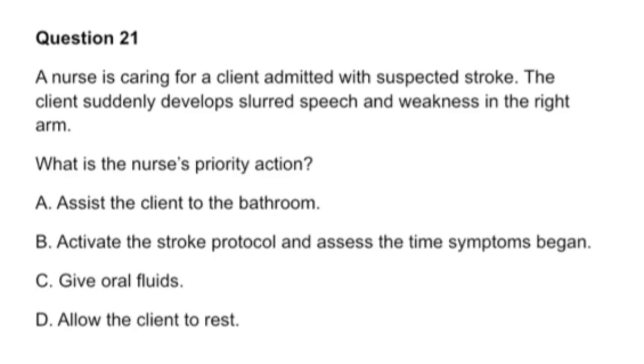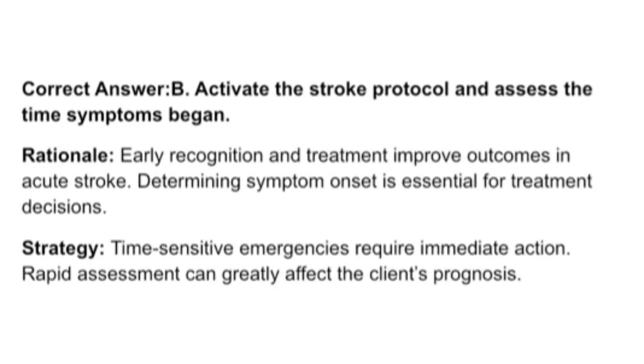Question 21. A nurse is caring for a client admitted with suspected stroke. The client suddenly develops slurred speech and weakness in the right arm. What is the nurse's priority action? A. Assist the client to the bathroom. B. Activate the stroke protocol and assess the time symptoms began. C. Give oral fluids. D. Allow the client to rest. Correct answer. B. Activate the stroke protocol and assess the time symptoms began.